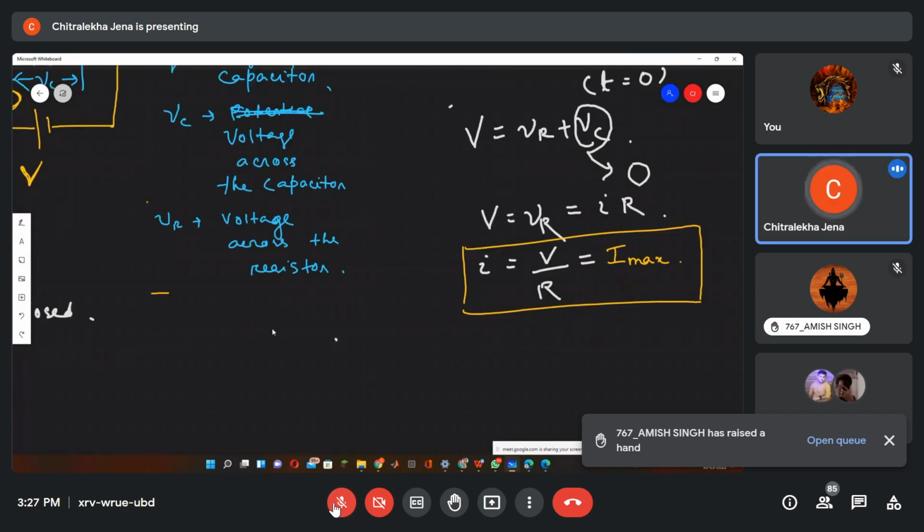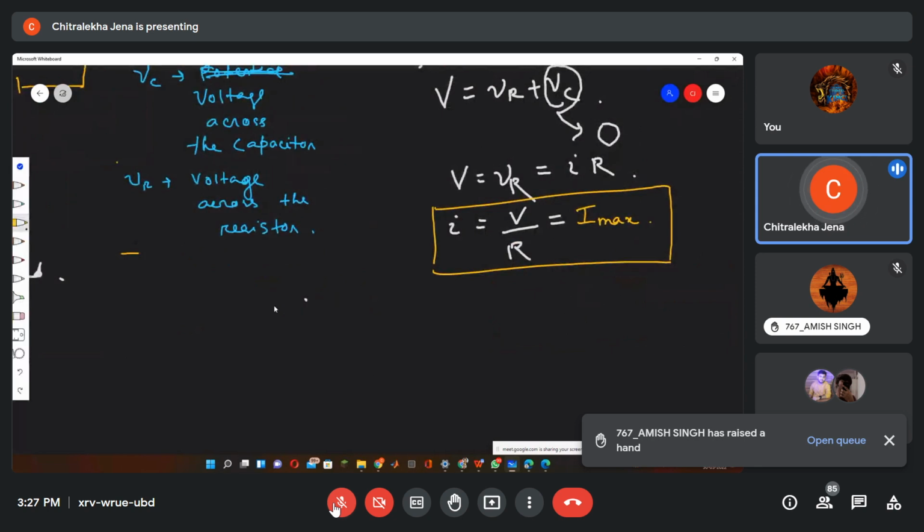Very good. So now what is the voltage across the capacitor? I have told you VC is equal to 0. What is the charge in the capacitor? Q is equal to 0. All of you got it. What exactly is happening the instant I am closing the switch?